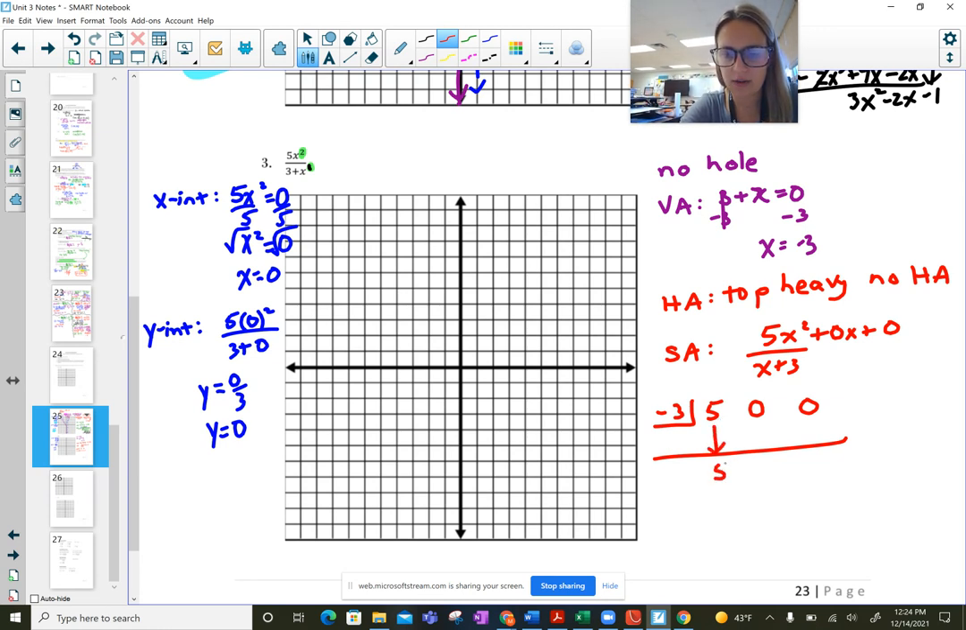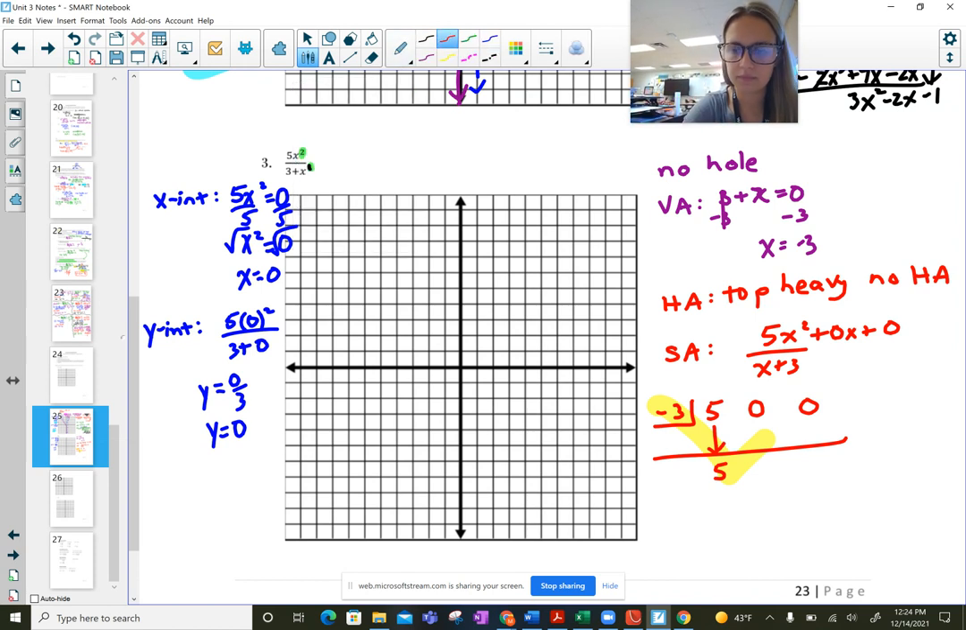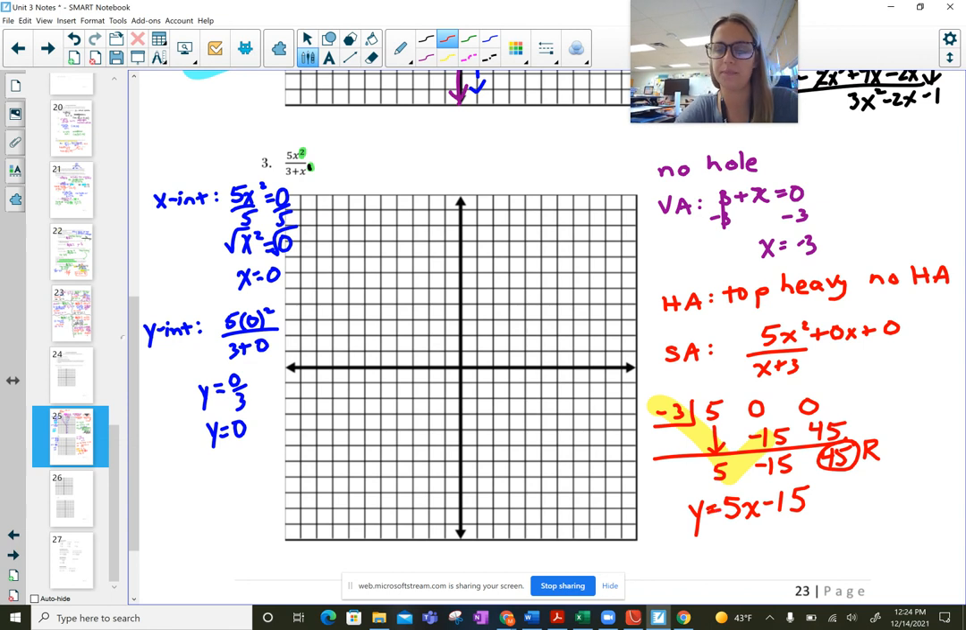I bring the 5 down, multiply, backwards check mark. Okay, and I get negative 15, which combines to give you negative 15. Backwards check mark, you get 45. Brings you down to get 45. This is your remainder, which does not matter. The only thing that matters is the 5 and the negative 15 because it's 5x minus 15. And that's your y equals. Okay, so 5x minus 15.